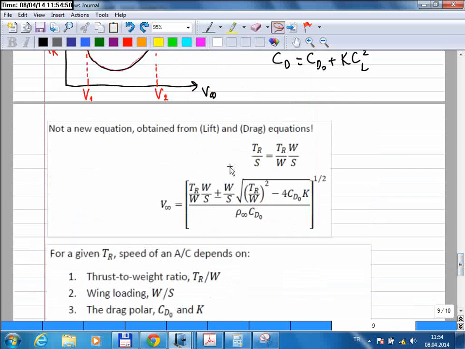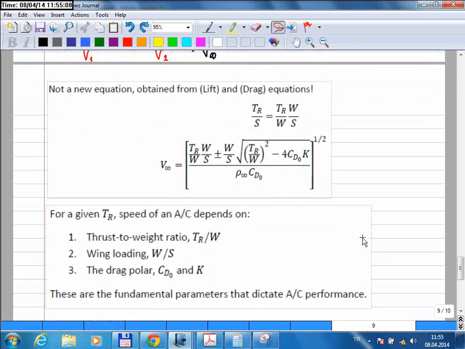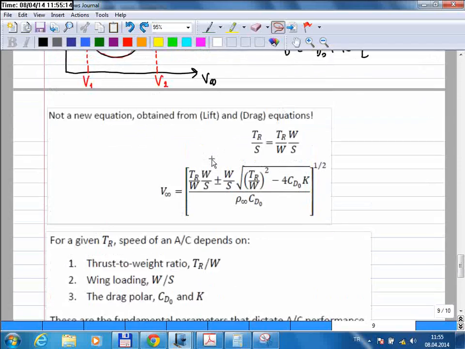Okay, so that's why we write this equation in this form. We don't just cancel these W terms here. We specifically leave them there because this allows us to see the effect of this wing loading and thrust weight ratio on this equation. Okay. So let's take a look at the wing loading, for example. So wing loading is here.